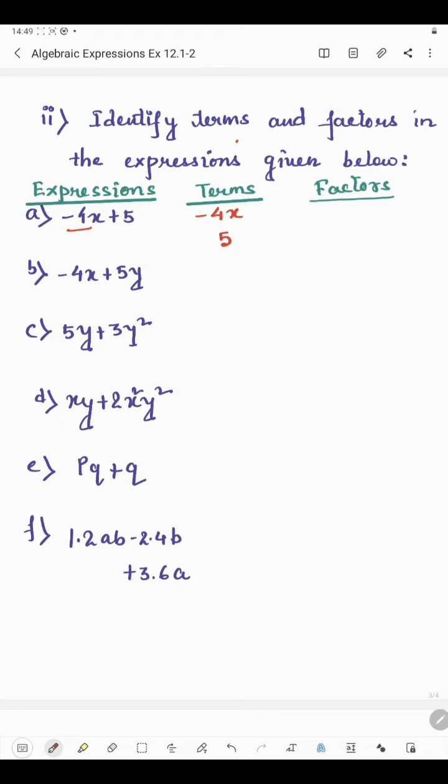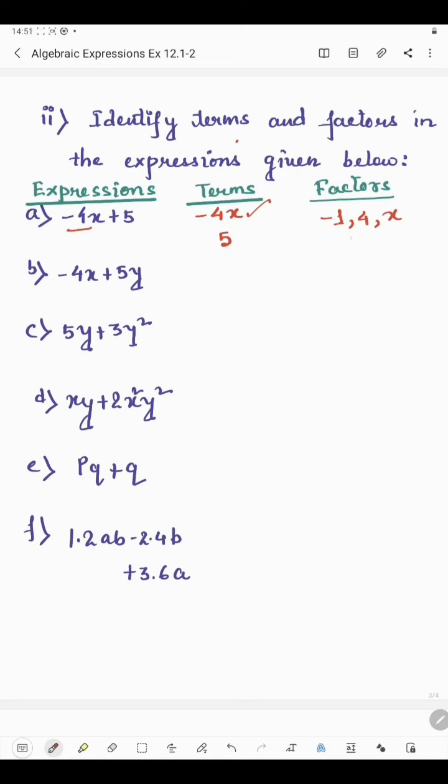So if you see minus 4x, then what will be the factors of minus 4x? If you multiply minus 1 and 4 and x, then only will we get minus 4x, because 4 into minus 1 is minus 4 and minus 4 into x is minus 4x. Okay, so these are the factors of minus 4x, because we have got this term by multiplying all of these.